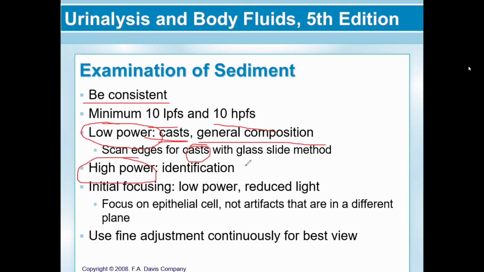Yung high power objective natin, we use this to determine now the presence of your white blood cells, your red blood cells, your bacteria. Mga ganyan. But of course, for cast, sabi natin, na-view na natin sila under low power, pero hindi natin sila kayang i-identify kung sila ba ay RBC cast, kung sila ba ay bacterial cast. So, kailangan i-switch natin yung objective natin to high power objective para makita natin kung anong klaseng cast siya. Kasi we have to identify kung anong cast ba yung nakita natin.